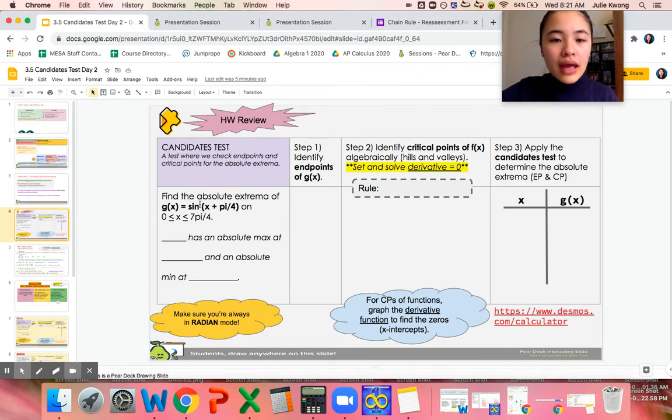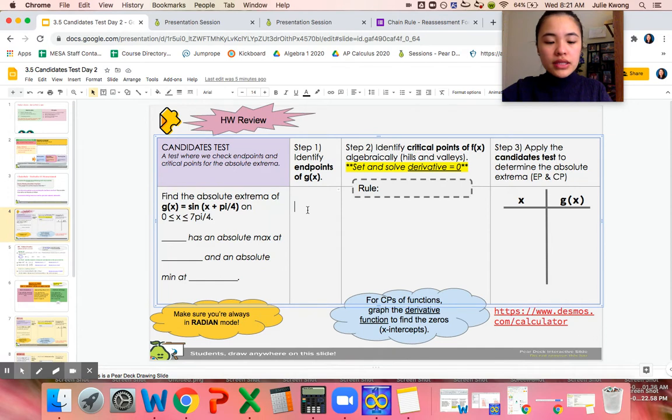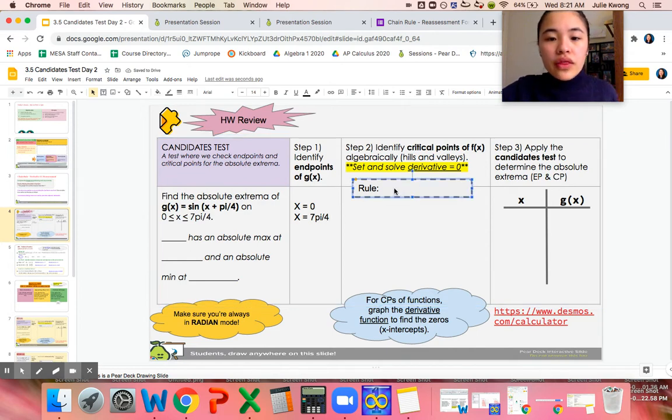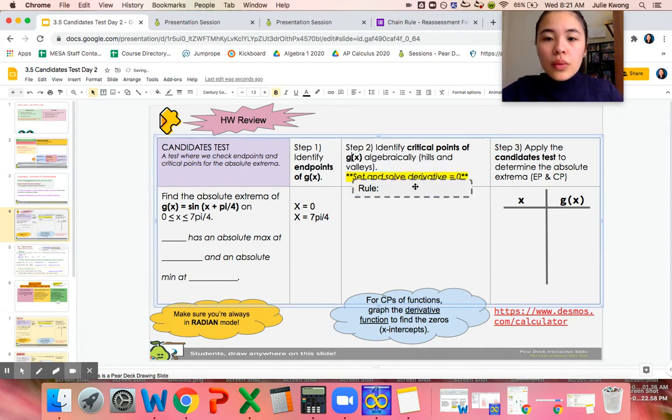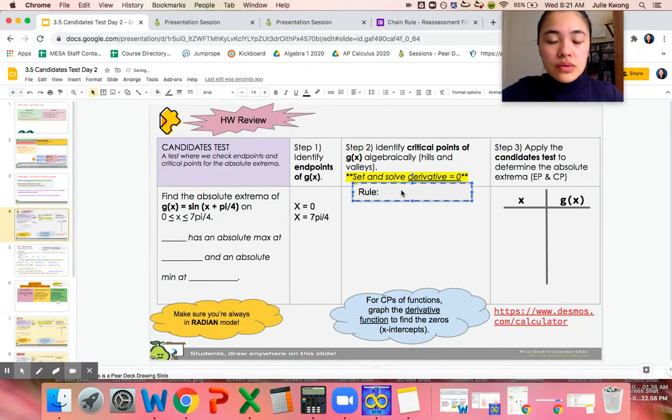So remember, the candidates test requires 3 steps. Find the endpoints, find the critical points, find the candidates test. So we know the endpoints are x equals 0 and x equals 7 pi over 4. That comes from the interval. To identify the critical points of f of x, sorry, in this case I should have said g of x, we would have to set the derivative of g of x equal to 0.